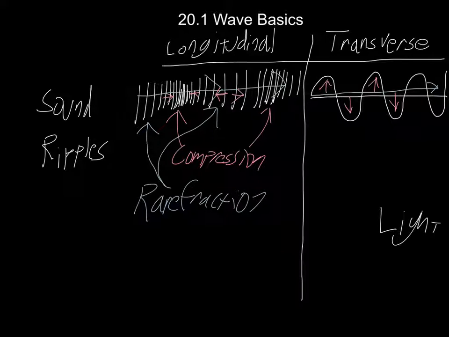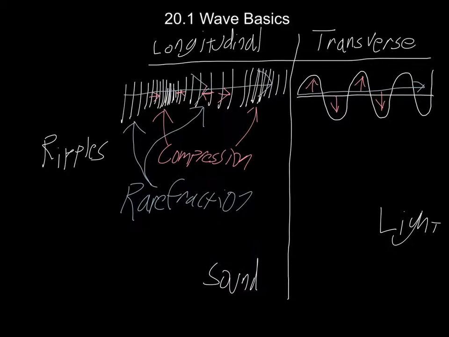We can get into more details later on, and it's pretty high level what exactly the medium is, and there really isn't a medium for light waves, but it is a transverse wave. The disturbance is happening in one direction, up and down, and the motion of the wave is happening in a different direction. Sound, however, is a longitudinal type of wave.